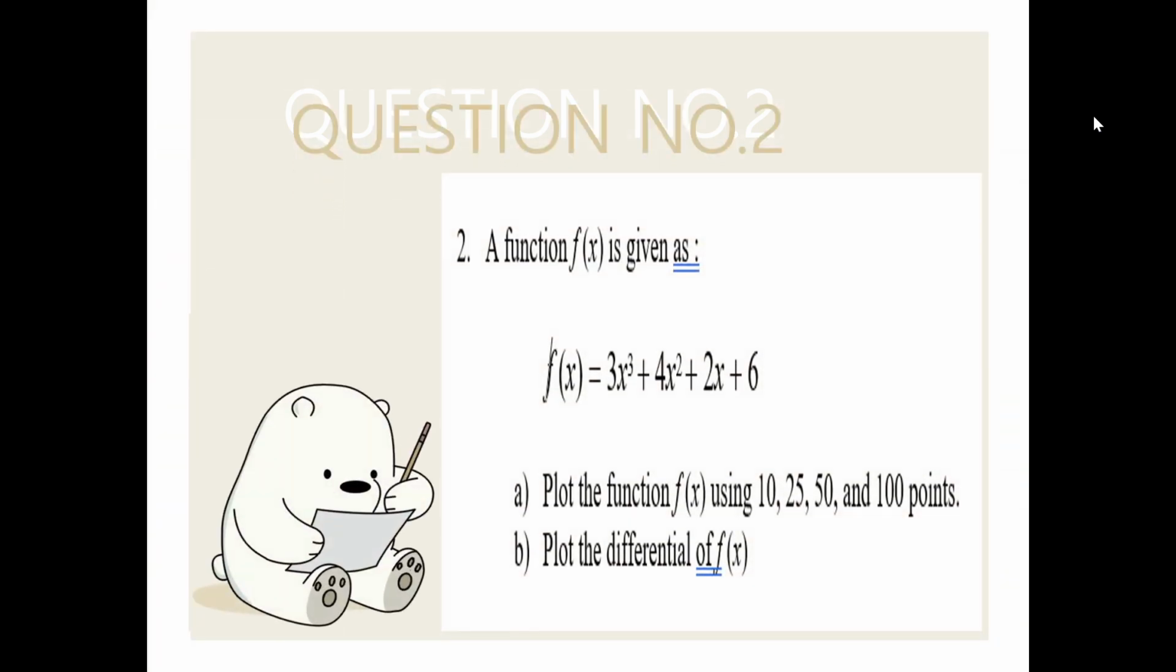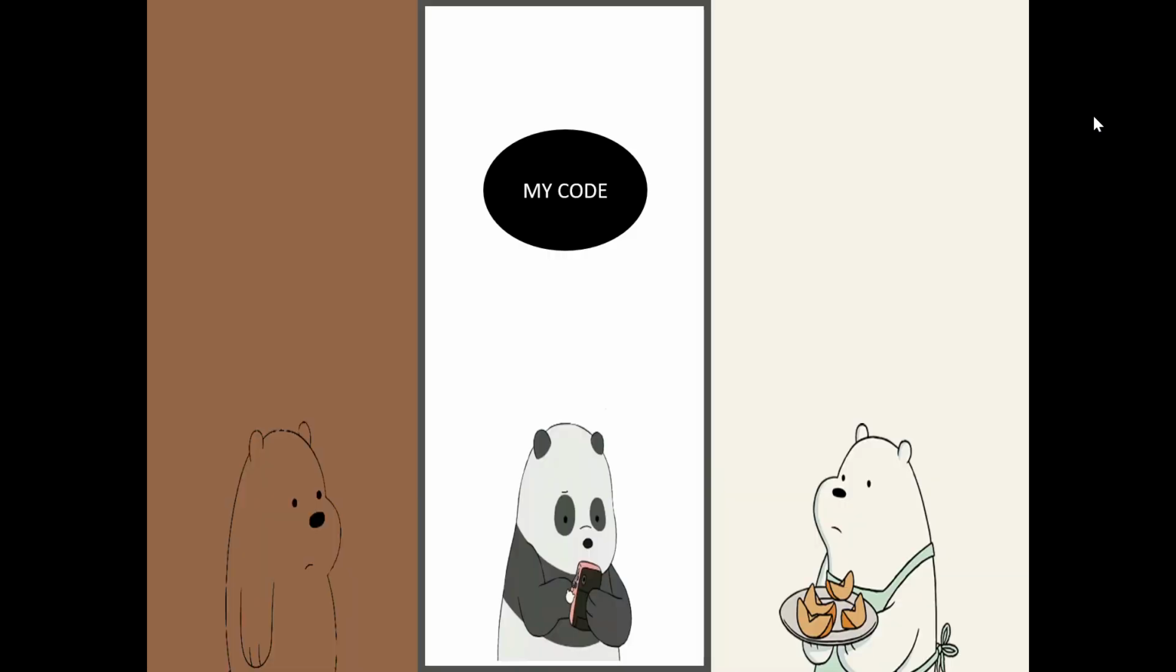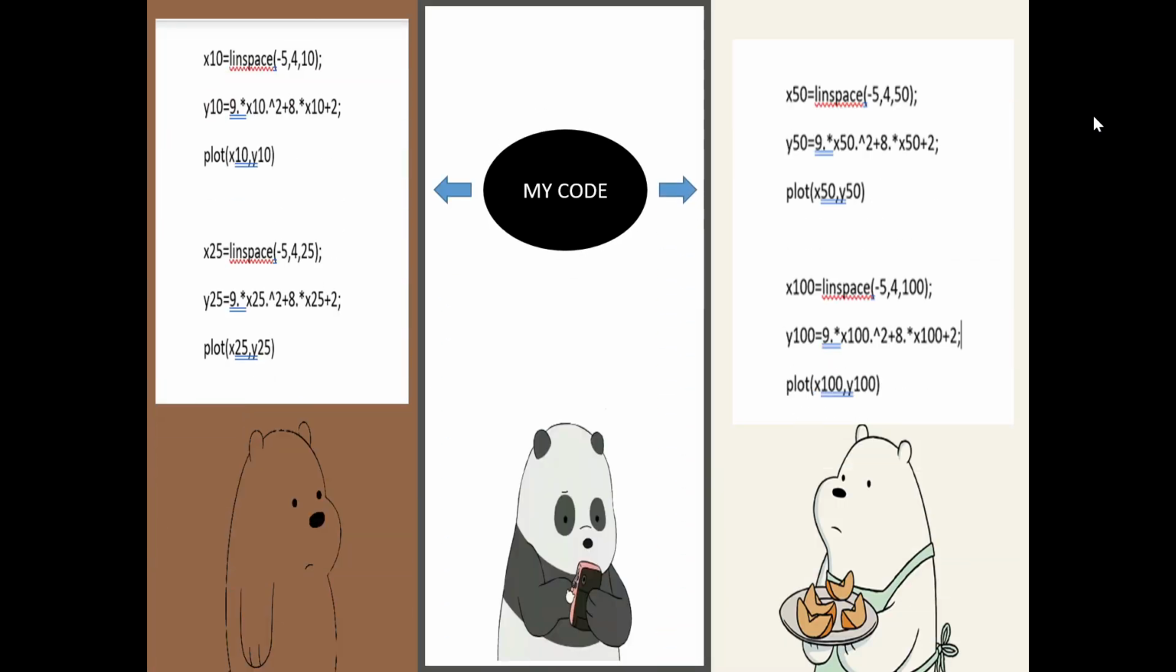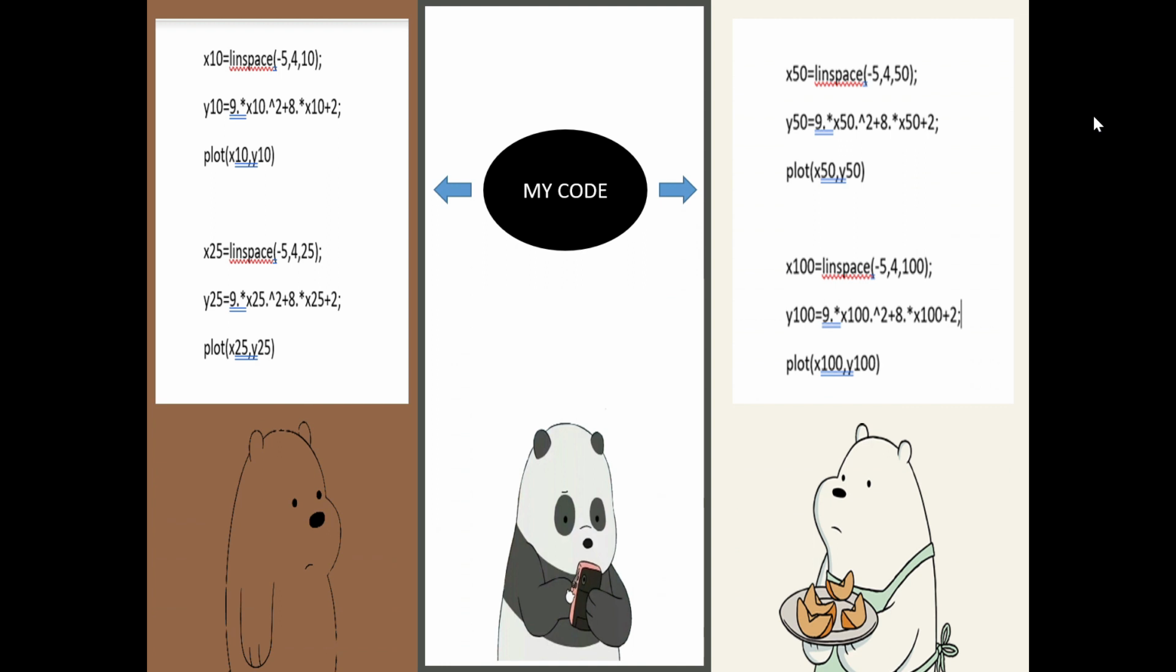Now we go for question number 2, which is B. Question B asks me to plot the differential of the function. So this is my code for question B. The code is still the same as in question A, but the difference between question A and B is that in B, we need to differentiate the function given before we can proceed to create the graph. So I differentiate it into 9x squared plus 8x plus 2, and then I plot it.